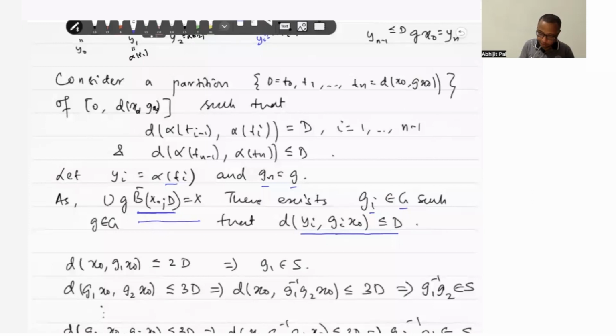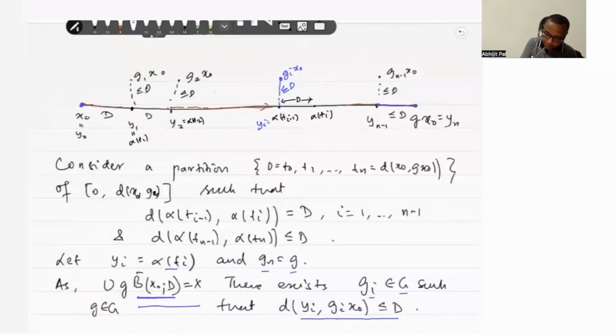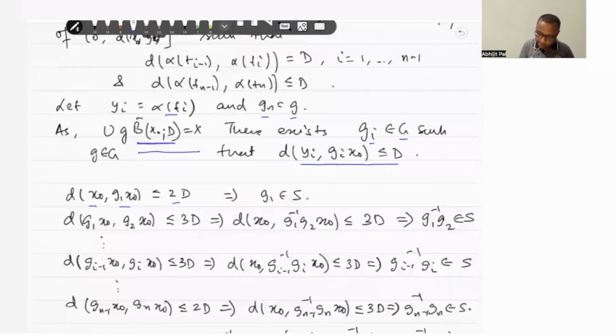So now observe by the triangle inequality, the distance between X naught and G_1 X naught is less than or equal to 2D. So the distance between this X naught and G_1 X naught will be less than or equal to D plus D, which is equal to 2D. The distance between G_1 X naught and G_2 X naught will be less than or equal to D plus D plus D, which is equal to 3D. And this group is acting by isometry. So therefore the distance between X naught and G_1 inverse G_2 X naught will be less than or equal to 3D. So this will imply that this group element G_1 inverse G_2 belongs to S.